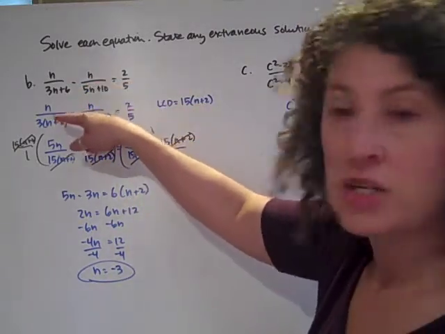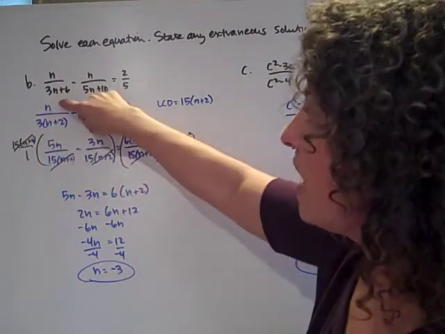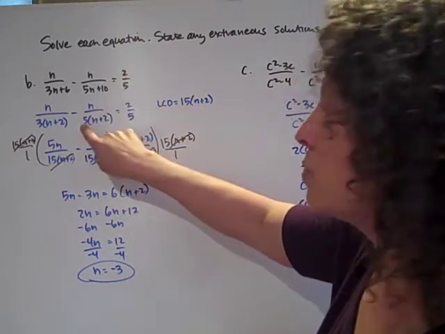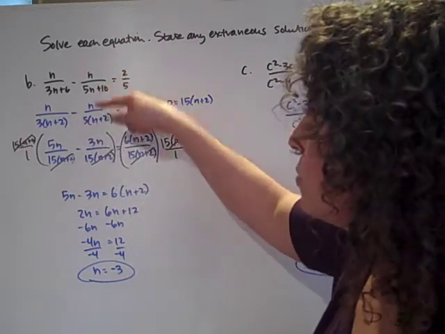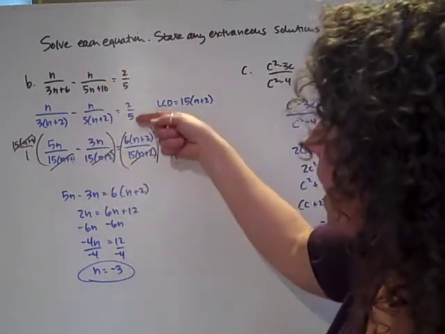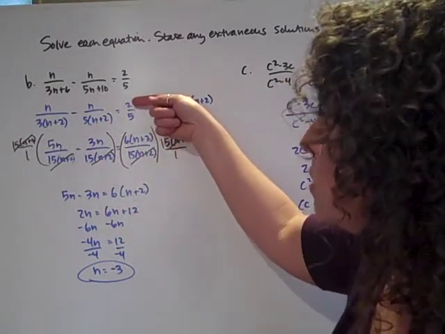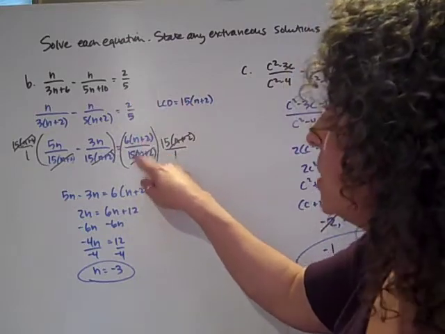So this first fraction I need to multiply by 5, so I get 5n over 15(n plus 2). My second fraction I need to multiply by that factor of 3, so I end up with 3n over 15(n plus 2). And my 2/5 I need to multiply by 3(n plus 2), so my numerator starts to look like 6(n plus 2) over 15(n plus 2).